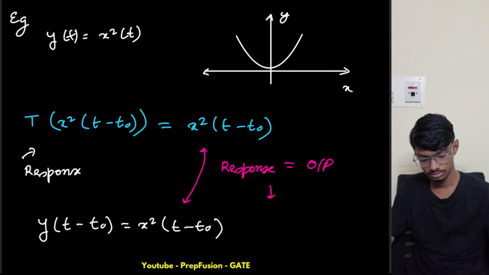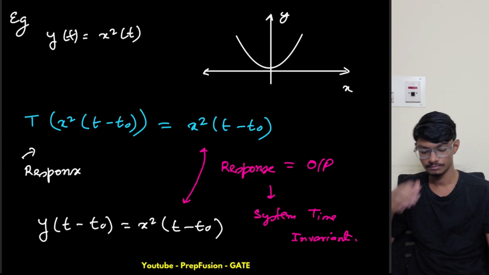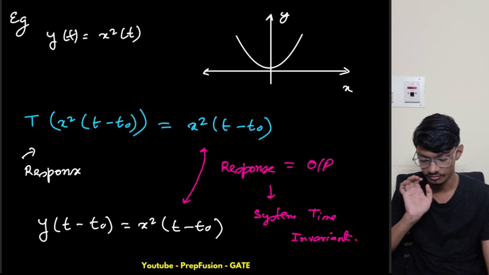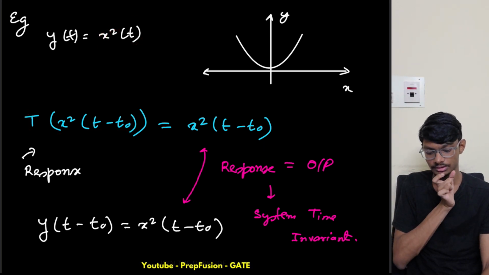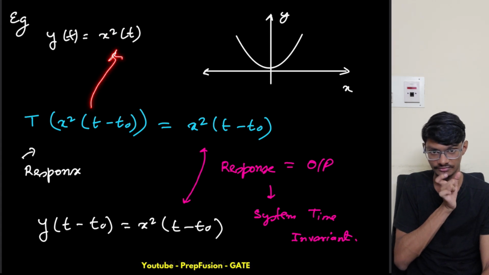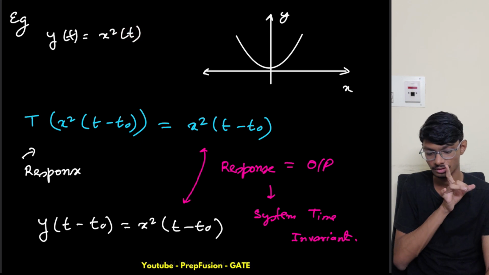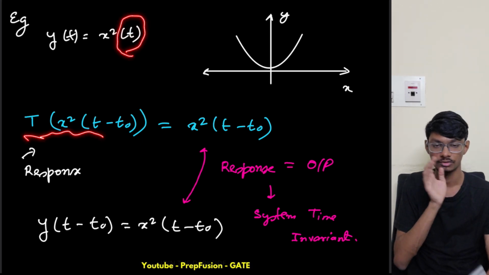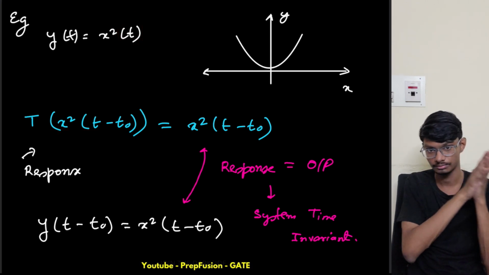So the system is time invariant. Here we're just shifting the response. We're shifting the x of t, and inside this bracket term only. This bracket term is all we are concerned with. Just remember, when we are finding the response, we're just shifting the signal x of t by t naught.